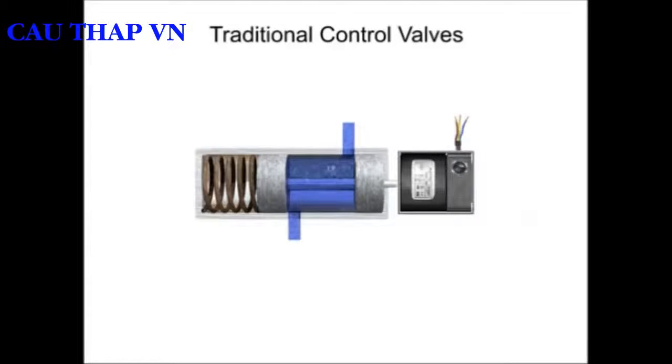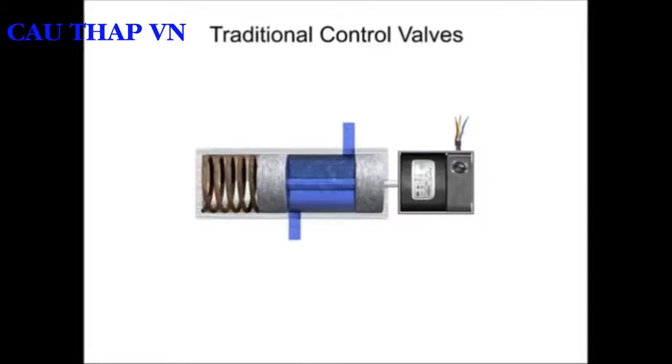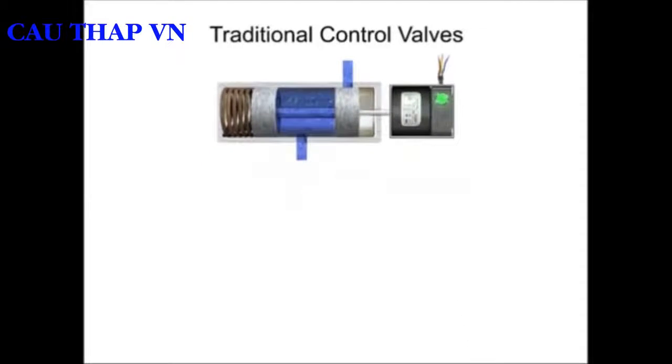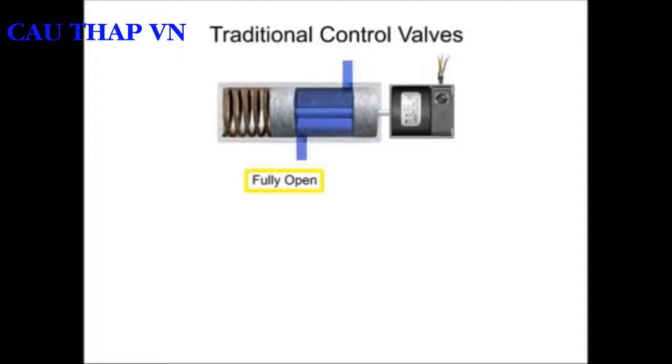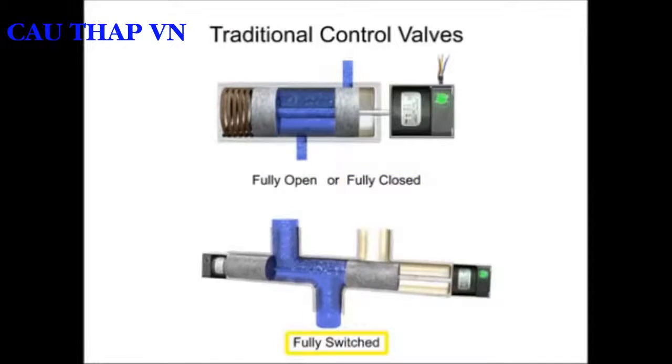Valves are used to control conditions such as flow, pressure, temperature, and liquid level by fully or partially opening or closing. Traditional control valves are the most basic type. The flow control of a traditional control valve is typically limited to fully open, fully closed, or fully switched to a new flow path.